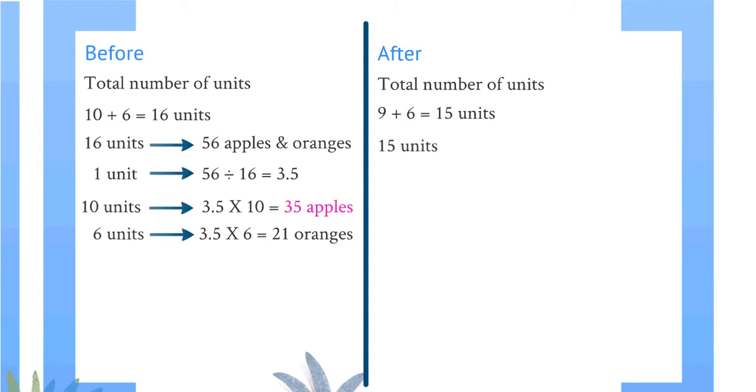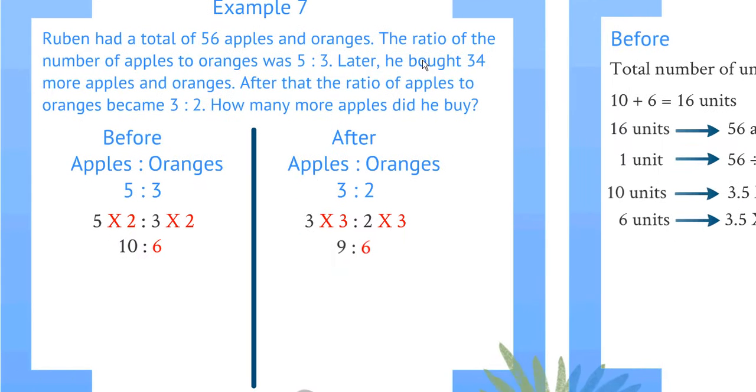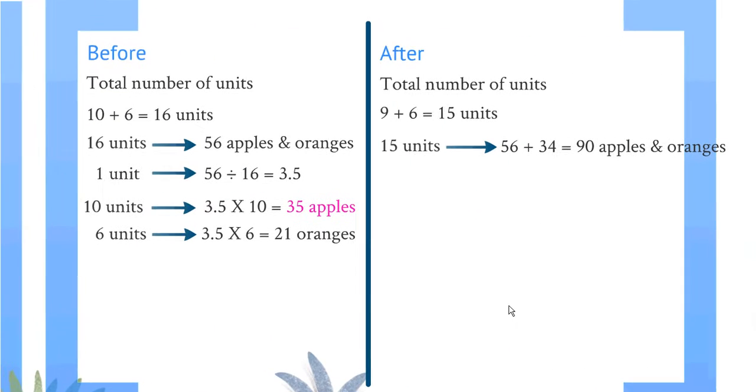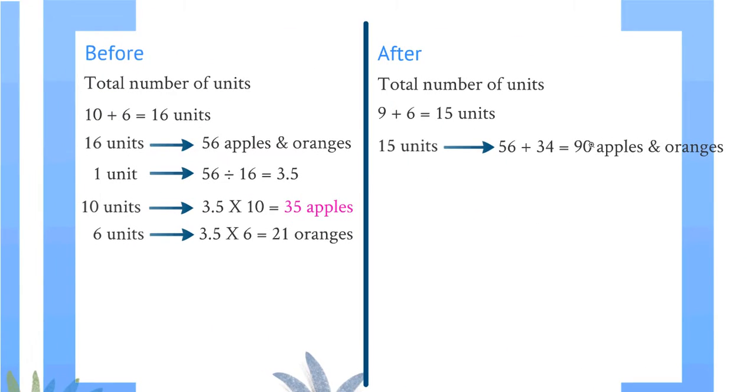15 units in total, and this is equivalent to 56 plus 34 equals 90 apples and oranges. 56, because originally Reuben had 56 apples and oranges. Later on he bought 34 more. It's in the question, he bought 34 more apples and oranges. So adding them together, I get 90 apples and oranges.